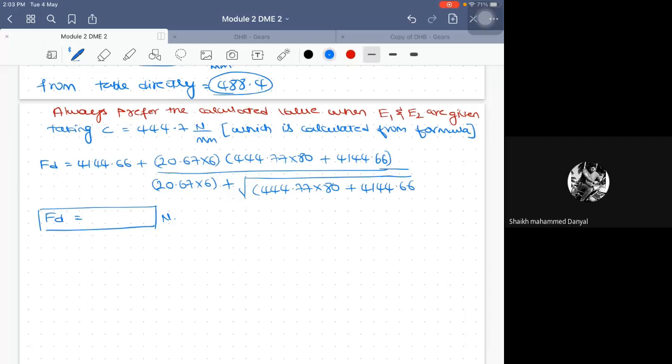Value from a formula. So I have just substituted all the things. So I expect you to calculate the value and give me the value soon. Just calculate the value and give me the value.